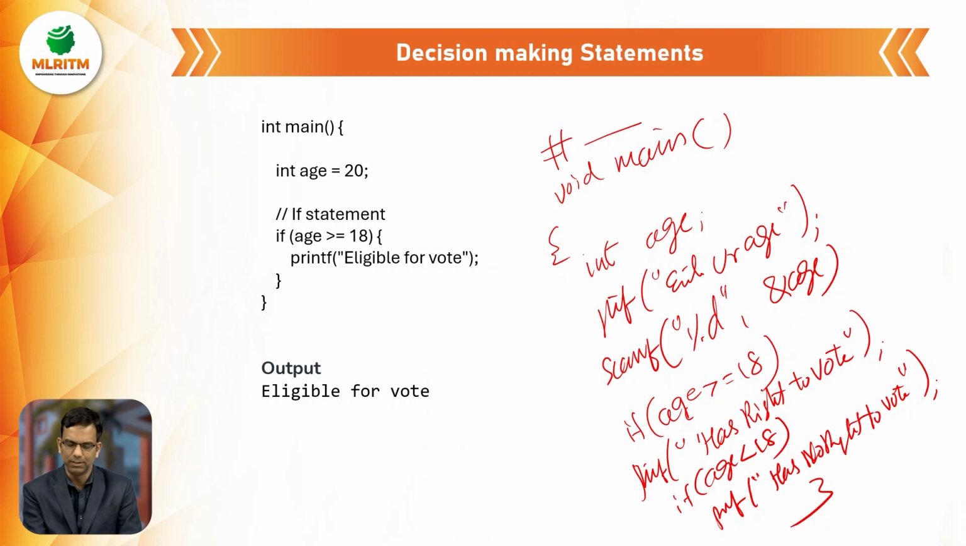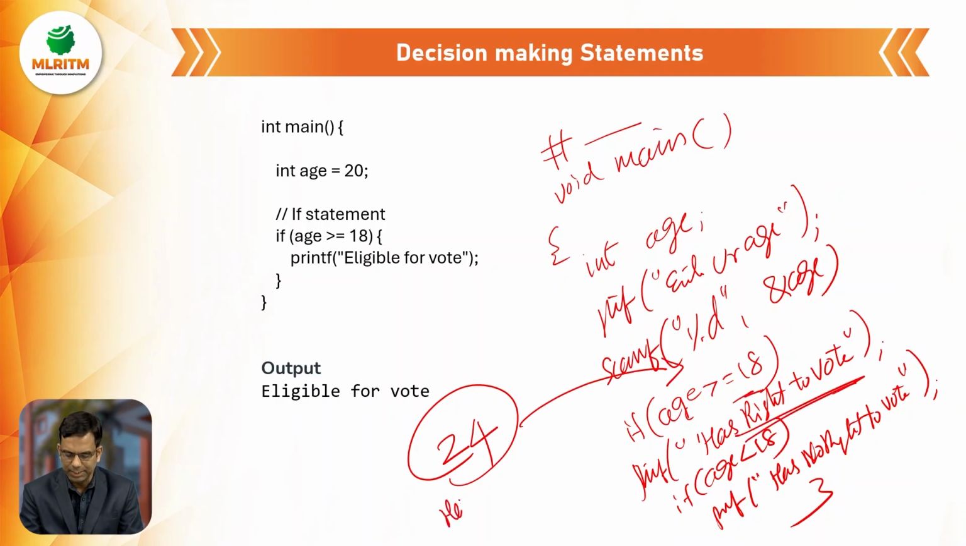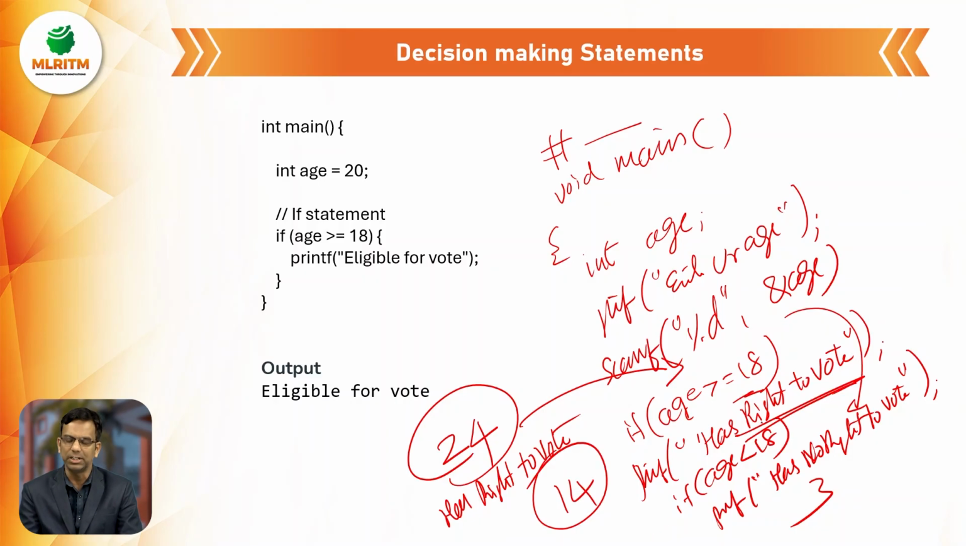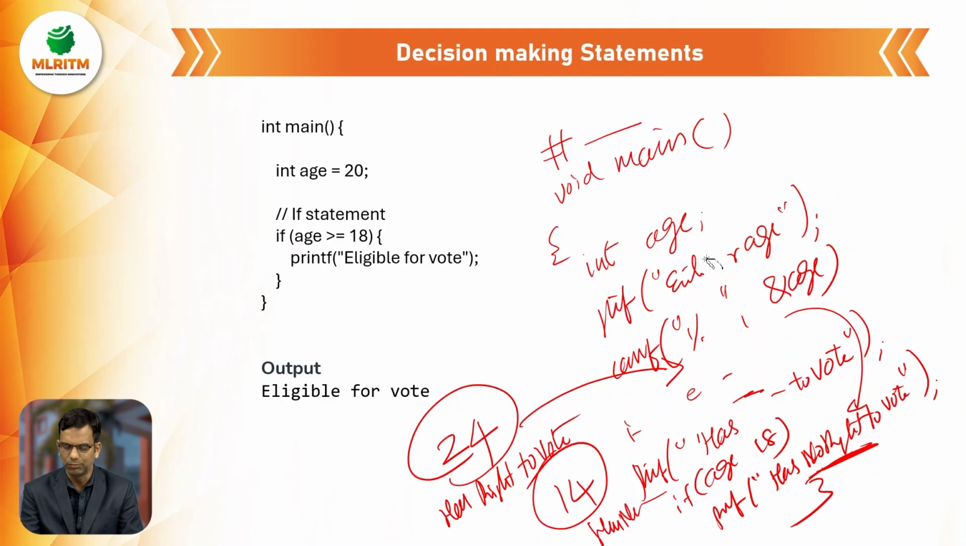Here one condition is there. If your age is greater than or equal to 18, for example 24 I gave, this 24 is greater than or equal to 18, then the answer will be has right to vote. For example, at enter your age, I gave 14. The value 14 is less than 18, so the next condition is going to be checked. The next condition is if age less than 18. So if the inputted value is less than 18, then the answer will be has no right to vote. There is no eligibility to vote.